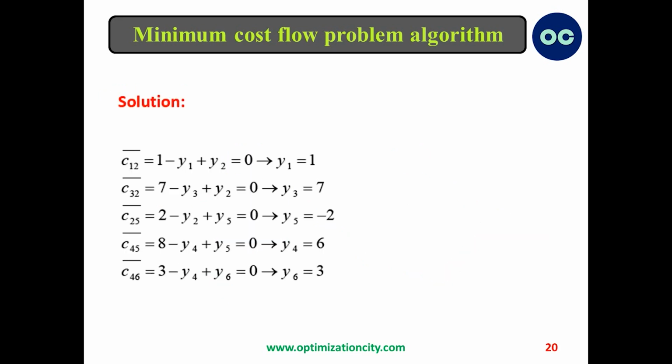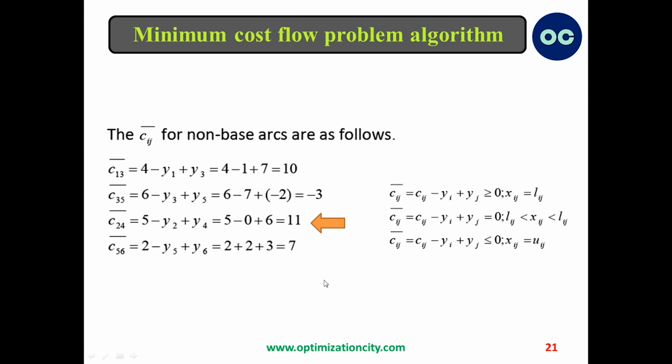Assuming y2 is equal to 0, we can calculate yi using the equation Cij minus yi plus yj is equal to 0 for all basic arcs. As a result, we can calculate y1, y2 is equal to 0, y3 is equal to 7, y4 is equal to 6, y5 is equal to minus 2, and y6 is equal to 3. The Cij bar for all non-basic variables are as follows.